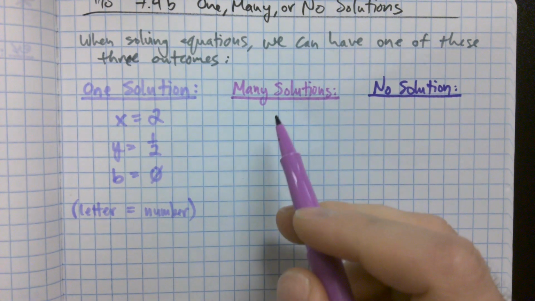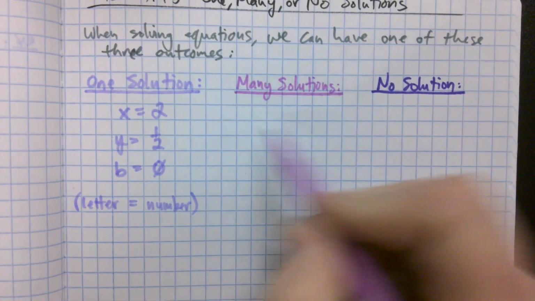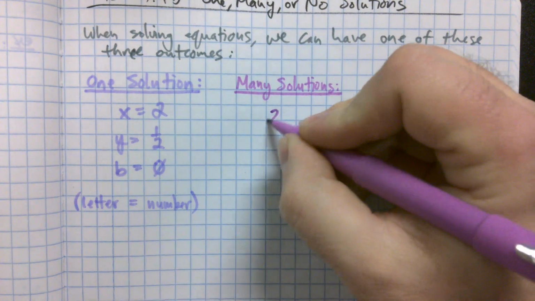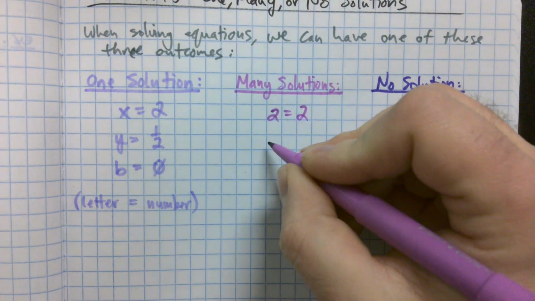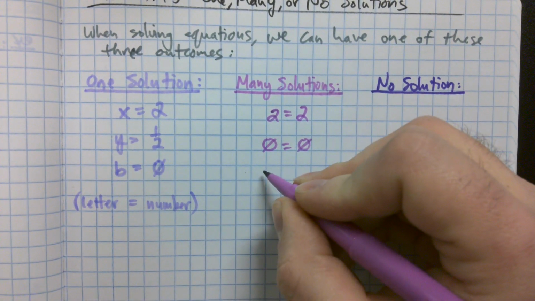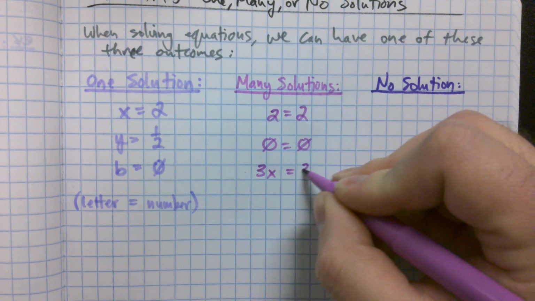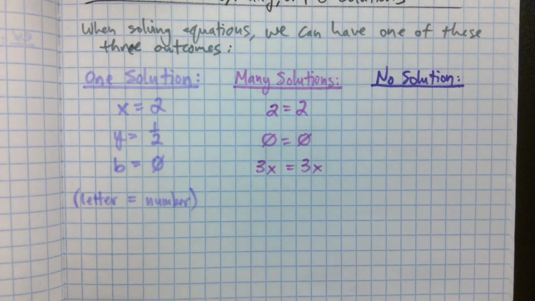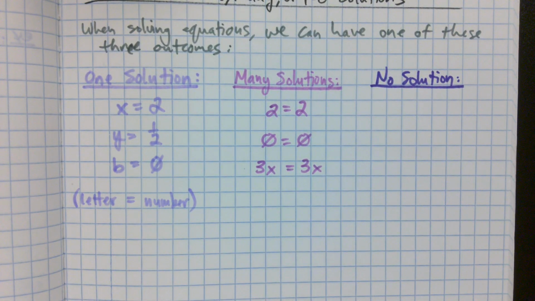My bad. So, what was I saying? Oh yeah, I don't know how keys work, but many solutions is something like 2 equals 2, and we've seen this before, right? 0 equals 0. 3x equals 3x. And when we get something like this, we'll see an example of how we can come to this solution. But when we see the same thing on the left side of my equal sign that we see on the right side of my equal sign, we know that we have infinitely many solutions.